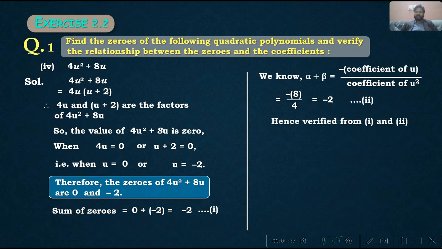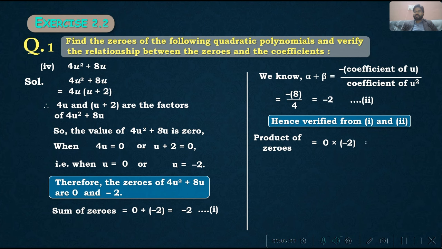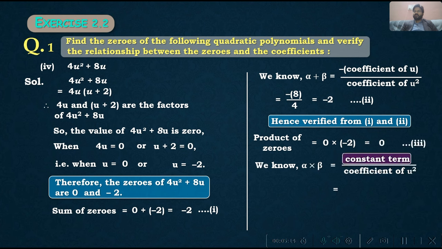Hence verified from equations 1 and 2. Now the product of zeros: 0 into minus 2, that is 0. Equation 3. We know that alpha into beta is equal to the constant term upon the coefficient of x square. The constant term is 0, the coefficient of x square is 4. So 0 upon 4 is 0. So equation 4. So 3 and 4 are also verified.